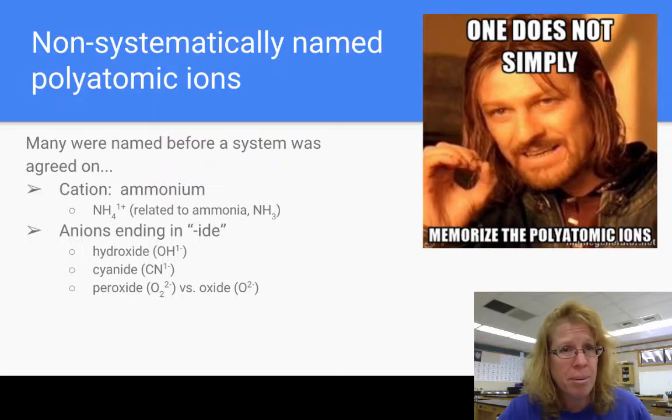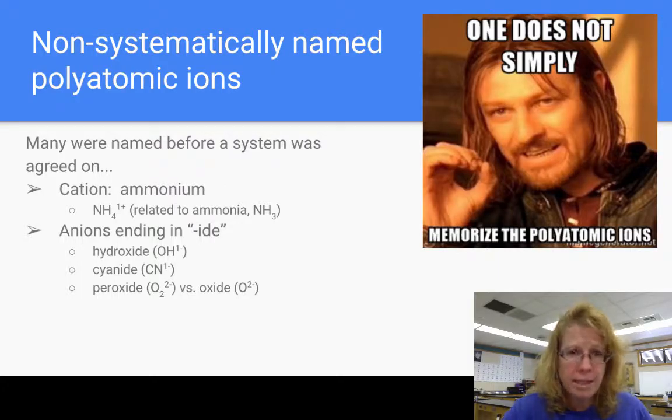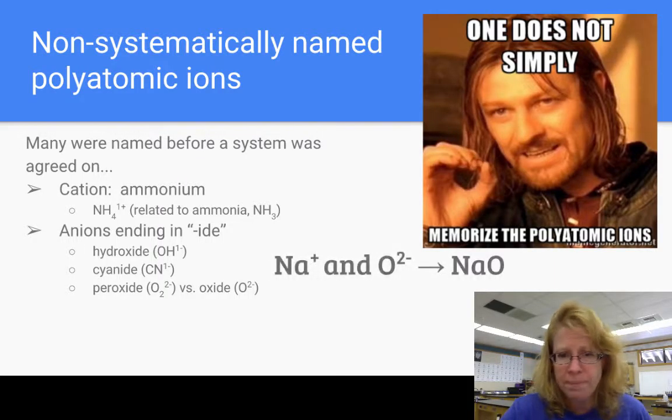And then peroxide. Now, peroxide's really weird. I'm going to do an example here in a second. Peroxide and oxide look very similar. Peroxide's a polyatomic because it's always 2 oxygens bonded together with a 2- charge. You've heard of hydrogen peroxide before versus hydrogen oxide. And again, they're different in terms of how they act. So let me give you an example of one.